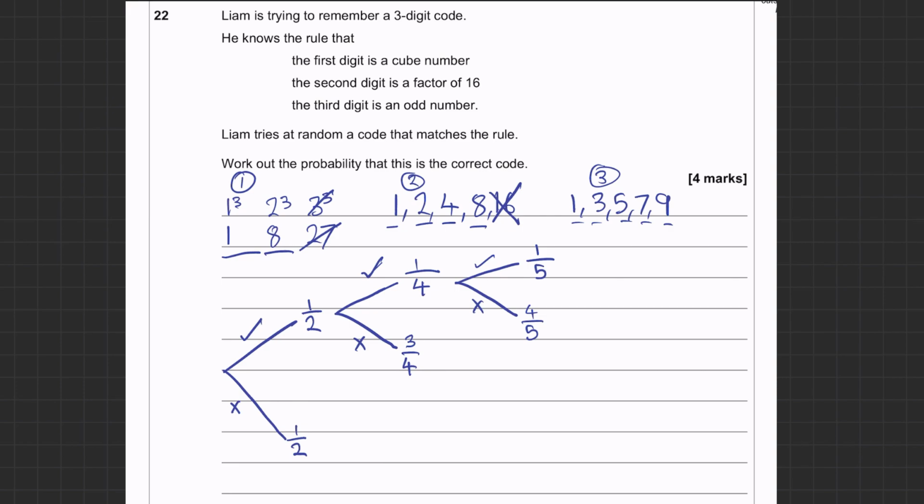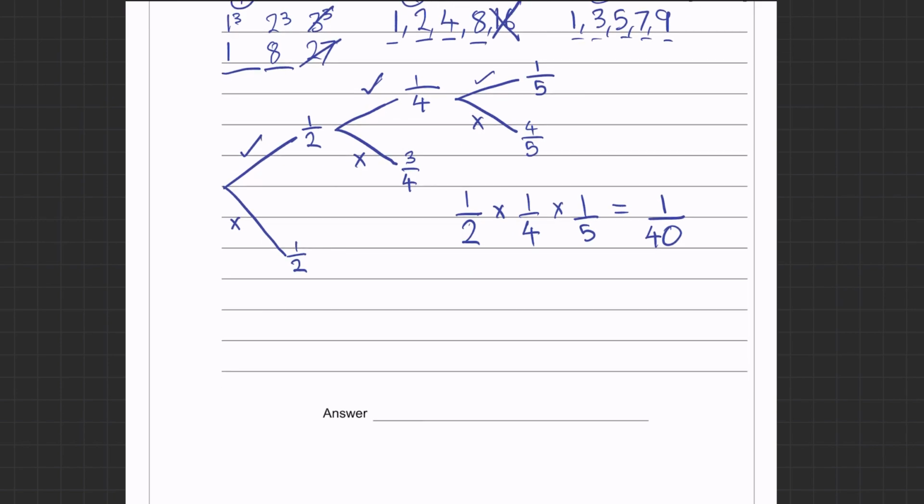So we then have 1 out of 2 multiplied by the probability of 1 out of 4, multiplied by the probability of getting the third digit right of 1 out of 5, and that becomes a 1 out of 40 chance he gets the code correct. So our final answer is just 1 out of 40.